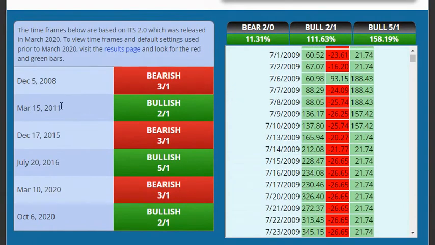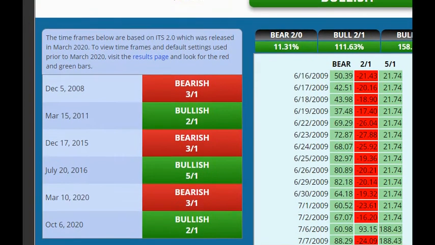So there's only been 3 periods of the bullish market: March 15th, 2011 to December 17th. And then again from July 20th, 2016 to March 10th. And the third one is the one that we are in now, October 6th, 2020 up until today. So there you have our 3 bullish periods. And now I'm going to show you the returns that you would have gotten following this signal and just trading it as I have explained here.